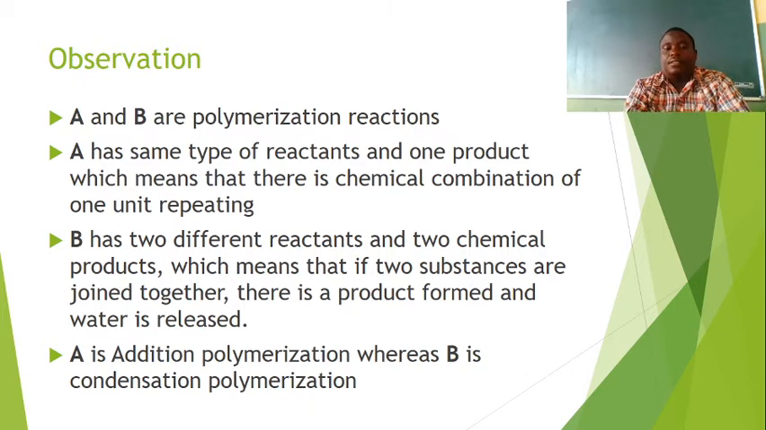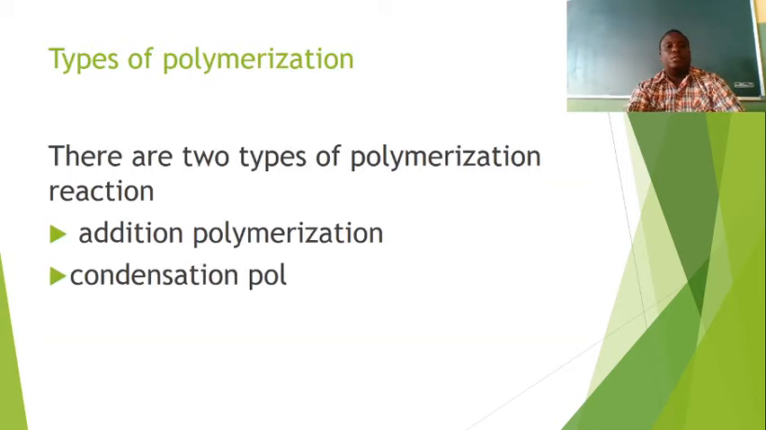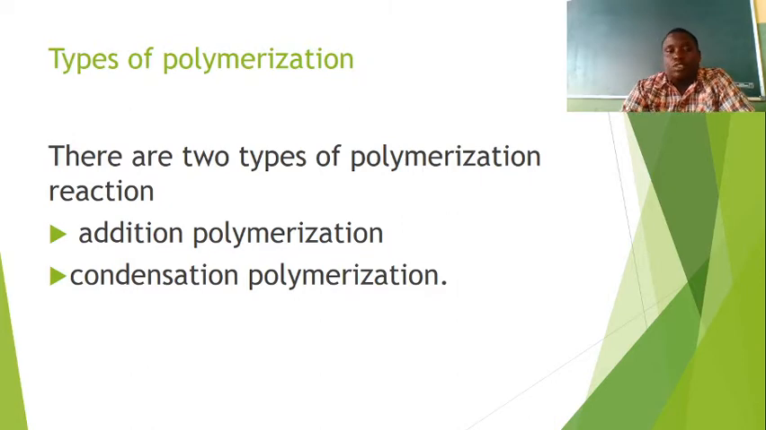This is the last observation on the activity that we have done above. So A is addition polymerization, whereas B is condensation polymerization. Now start to think about addition polymerization, how it's done, and condensation polymerization, how it's done, focusing on the activity that we have done. So let us explore those two types of polymerization. I will show you an animated video in order to see how the reactions happen. It will be very interesting for you, I hope.